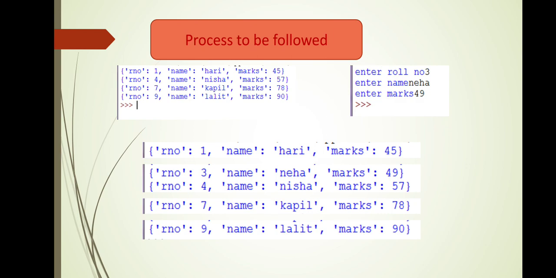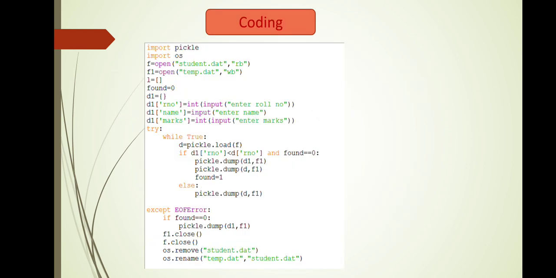Now what we are going to do? We are going to delete this original file and rename this temporary file to the original file name. This is the process. Now let's see the coding.